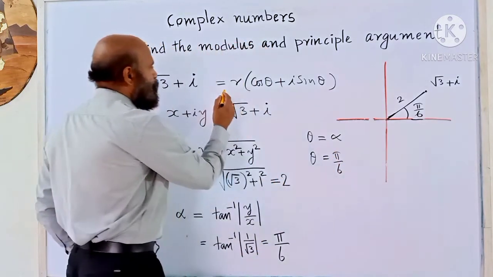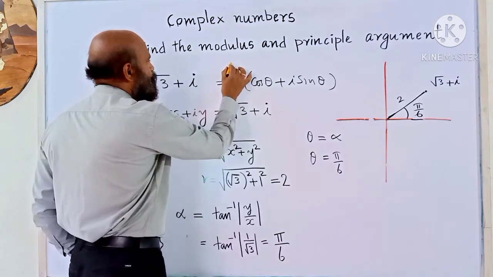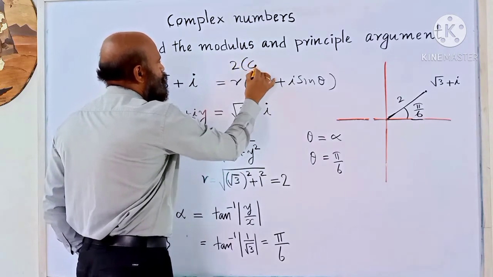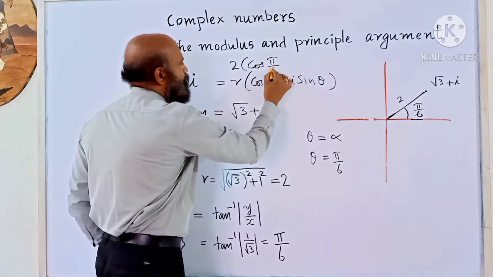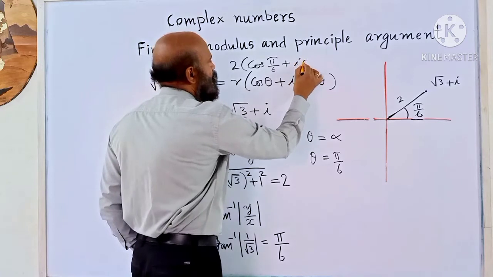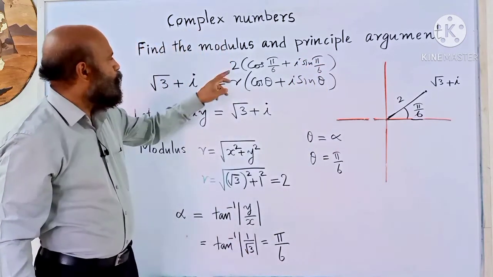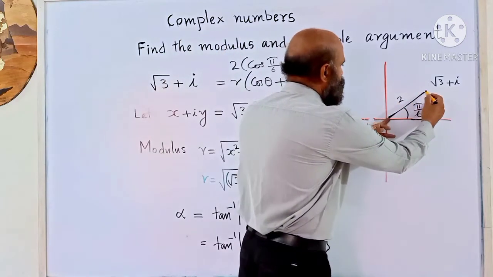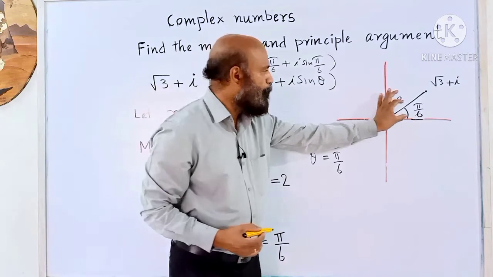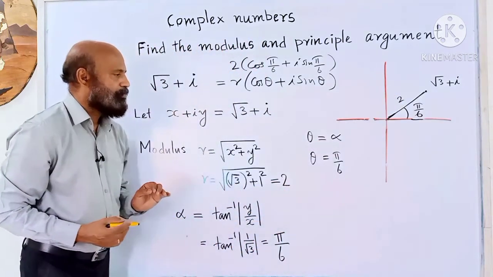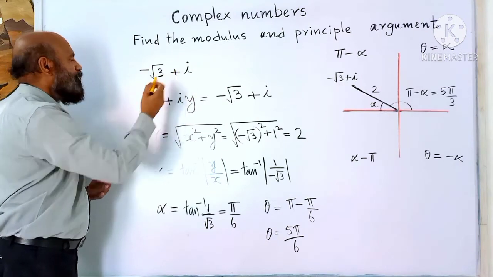So the given complex number can be written like this. r is 2, cos, for theta we write pi by 6, plus i sin pi by 6. So here the modulus is 2 and the principal argument is pi by 6.